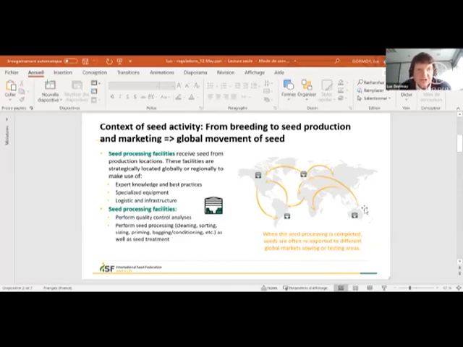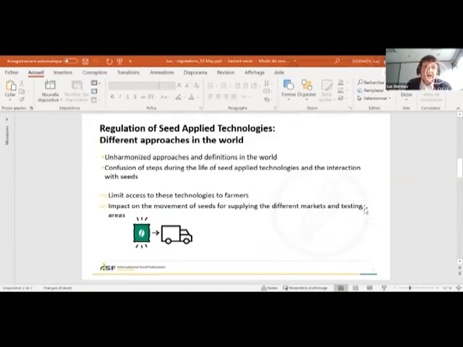Regarding the regulation of seed applied technologies, there are different approaches in the world. And today we have to say that it's globally an unharmonized approach and definition in the world. I will detail or come back after. And we are facing some confusions regarding the different steps during the life of the seed applied technologies and the interaction with seeds. And when we have to face an unharmonized regulatory approach in the world with a confusion of the steps, this leads to limiting the access of this technology to farmers, with an impact on the movement of seeds for supplying the different markets or testing areas.